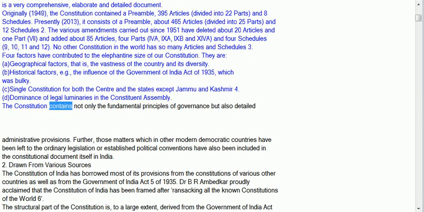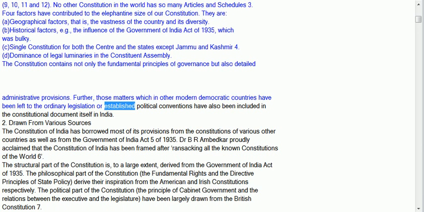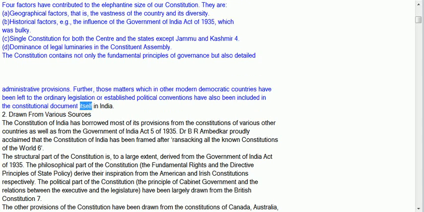The Constitution contains not only the fundamental principles of governance but also detailed administrative provisions. Further, those matters which in other modern democratic countries have been left to the ordinary legislation or established political conventions have also been included in the constitutional document itself in India.